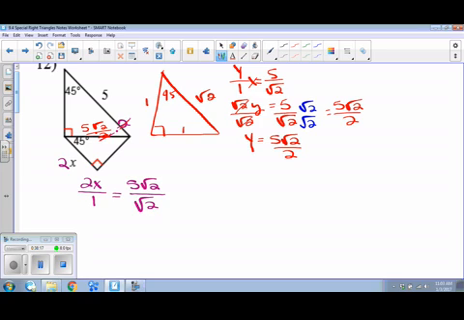Now, I can do something before I even cross multiply. What can I do? Cancel the square root of 2's, right? Anything divided by itself is just 1, right? So now when I cross multiply, my radicals are gone. So that's 2x times 1, which is just 2x. And then it's 1 times 5, which is just 5. So x equals 5 halves.